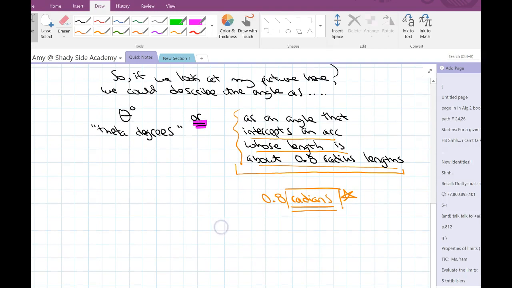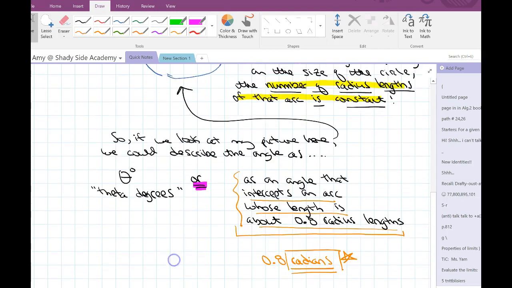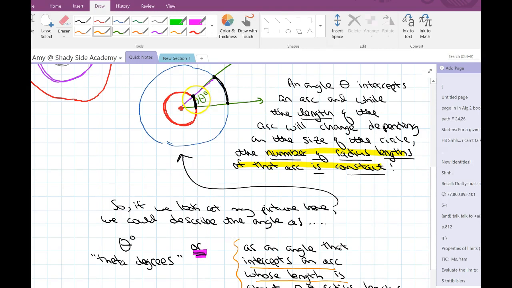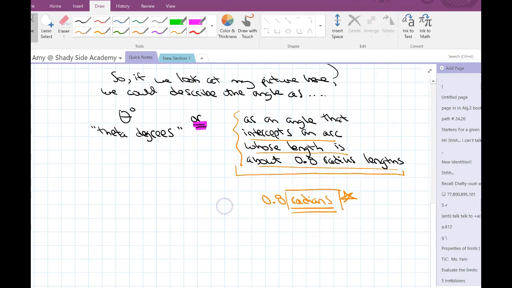So I could say that theta is, and because I don't have a protractor, but if I had a protractor, I'd actually put it on top of my screen here and try to measure this angle and get the actual degrees. Maybe it's about 70 degrees. Let's just say that. So I could say up above, theta equals 70 degrees, or I could say theta equals 0.8 radians. That R means radians.